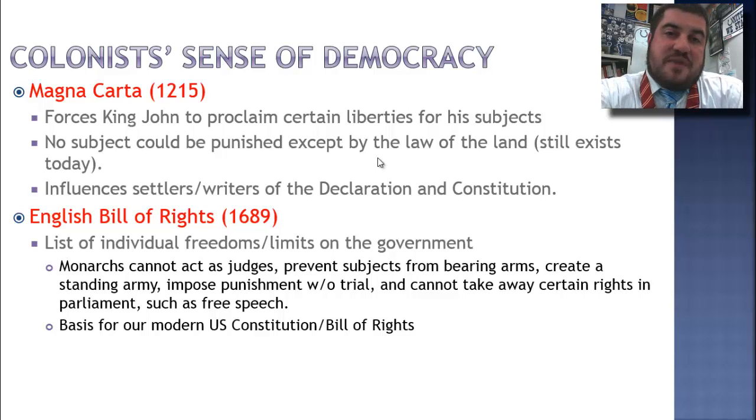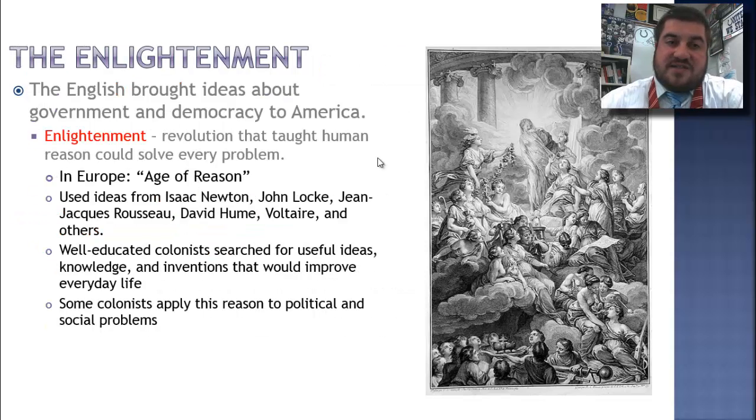The English Bill of Rights is also passed, and this lists out the rights that English citizens, English subjects had. And some of these things are the basis for our modern U.S. Constitution and Bill of Rights, such as monarchs cannot act as judges. You cannot prevent people from bearing arms. You cannot create a standing army. You cannot impose a punishment without a trial. You cannot take away certain rights, such as free speech. All of this is the basis for our modern U.S. Bill of Rights.